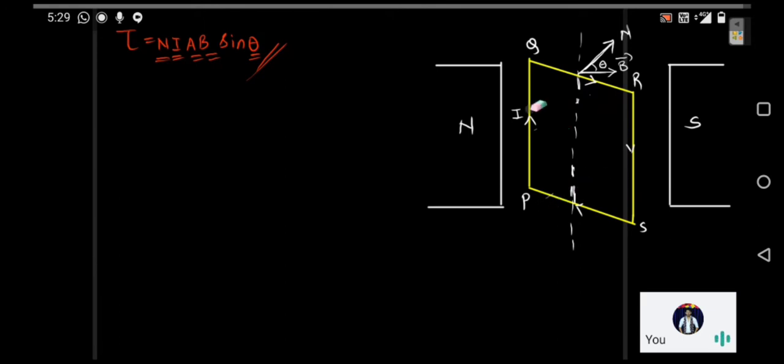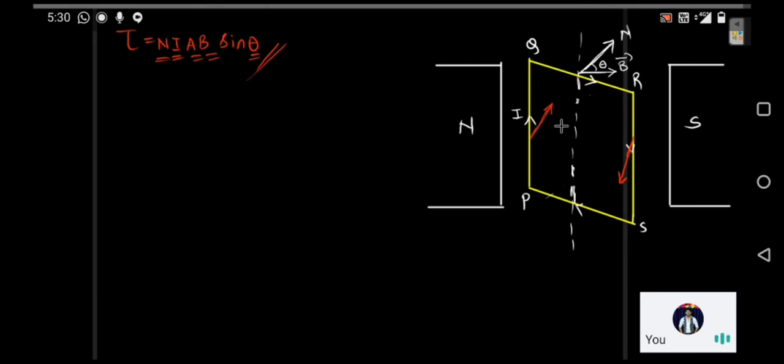Now coming to the other two sides, that is PQ and RS. If you apply Fleming's left hand rule, you will see that the force acting on this side is going to be a downward force. So I'll draw it like this. Just understand this is downwards. It means this side PQ will be pulled down. And the force acting on this side is going to be upwards like this. That means this side RS will be pulled on top.